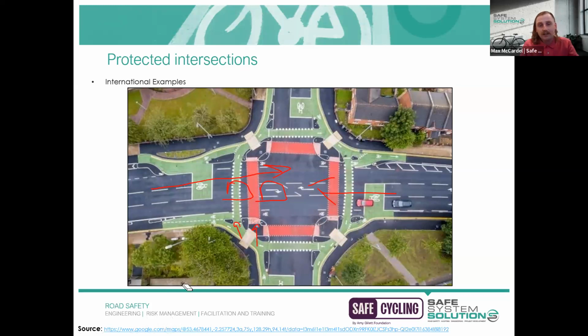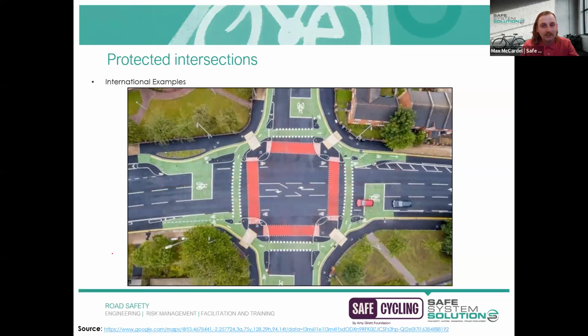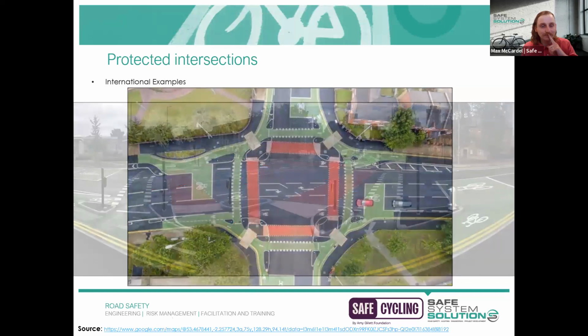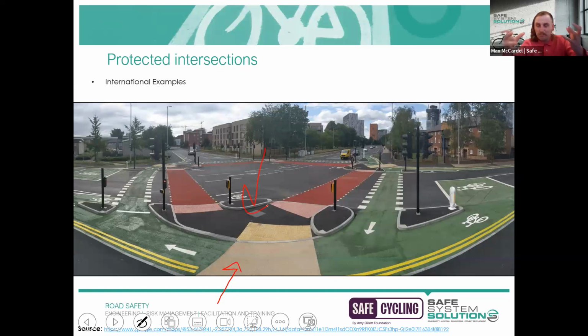I'll show you what this site looks like down on the ground. In particular, it's quite interesting what they're doing at the pedestrian crossing points. They've flipped it compared to the other examples. Pedestrians in this instance are walking from the footpath and crossing over into this median area and then crossing on the inside of the bicycle lanes. In all the other examples it was the other way around, so cyclists were on the inside and pedestrians on the outside.